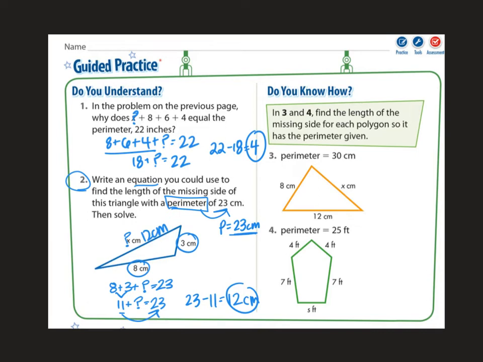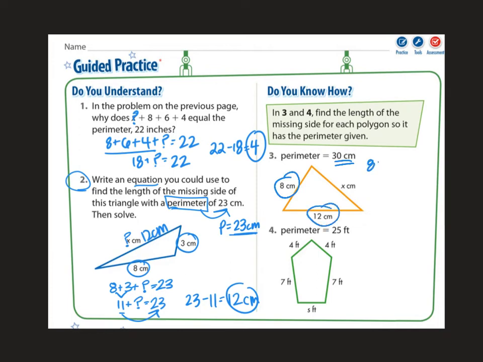Okay, let's take a look at number 3. In number 3 and 4, find the length of the missing side for each polygon so it has the perimeter given. So in each of these questions, they give us the perimeter. So in number 3, our perimeter is 30 centimeters. That is our total. So let's take a look. So our perimeter equals 30 centimeters. So we know we have 8 and we have 12.